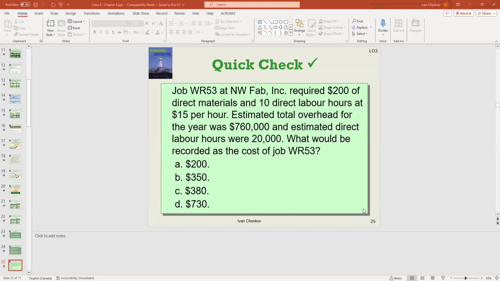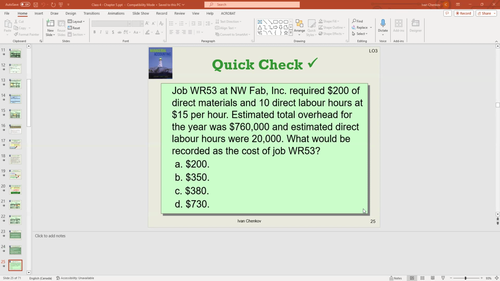How did you get that? 10 hours times $15 per hour, $150. Correct. What's the last cost that I'm chasing for the product? The manufacturing overhead. For the manufacturing overhead, what do I know? I'm applying manufacturing overhead based on my allocation base here, which is 20,000 direct labor hours. Direct labor hours is my allocation base. Make sense?